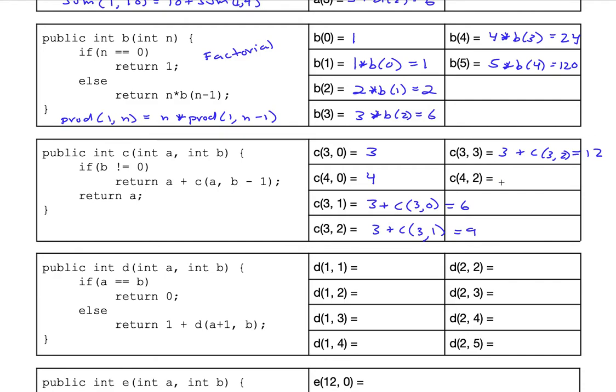So let's try C of 4, 2. This time we're not going to have the base case handy. It's going to be 4 plus C of 4, 1, which we don't know. But C of 4, 1 is going to be 4 plus C of 4, 0. And C of 4, 0 is just going to be 4. So it's going to be 4 plus 4 plus 4, which turns out to be the answer, 12.